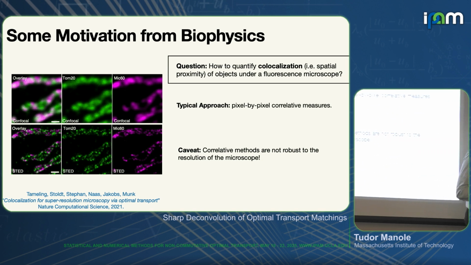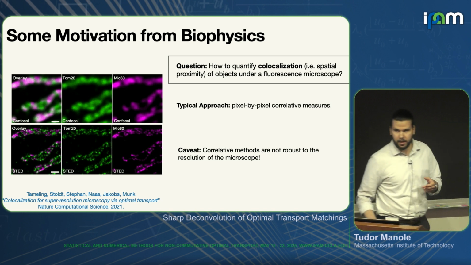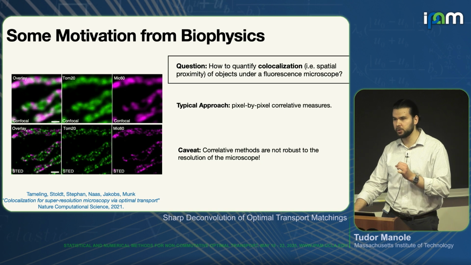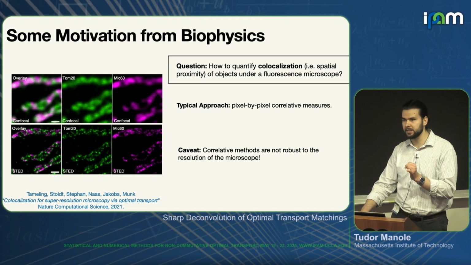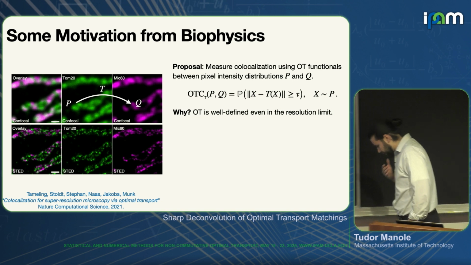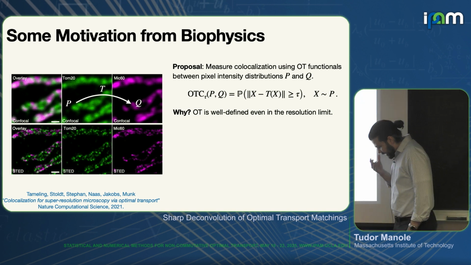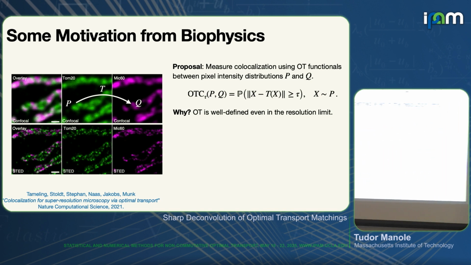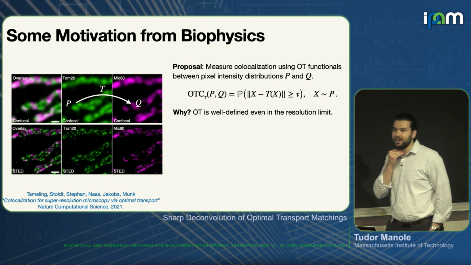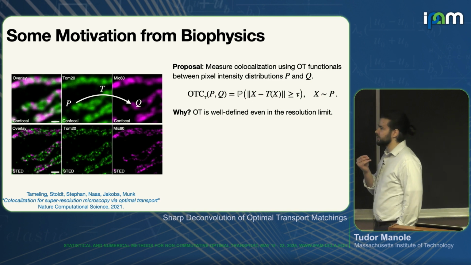So this kind of shows a deficiency of using correlative measures in this world where you have these very high precision microscopes which really go beyond the diffraction barrier that existed before, and it raises the question of developing new methods for quantifying colocalization. And as you can imagine, given the theme of the workshop, the proposal was to use optimal transport to derive a new measure of colocalization.